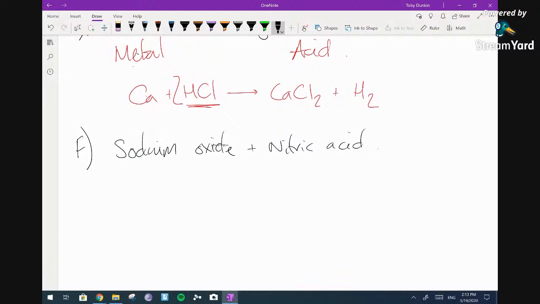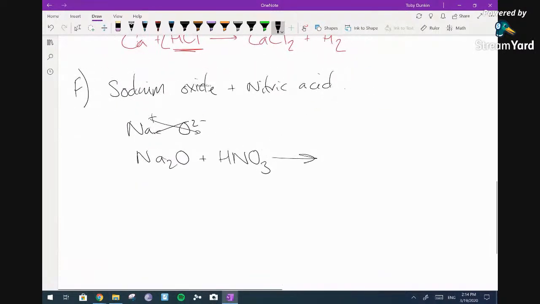So I've got sodium oxide. Well, sodium Na+, O2-. Cross them down gives me Na2O. Right, I'm going to react that with nitric acid, HNO3. Right, I'm going to form a salt and water in this case. Not salt and hydrogen, because now it's an oxide, I get water instead. I'm going to form sodium nitrate and H2O.